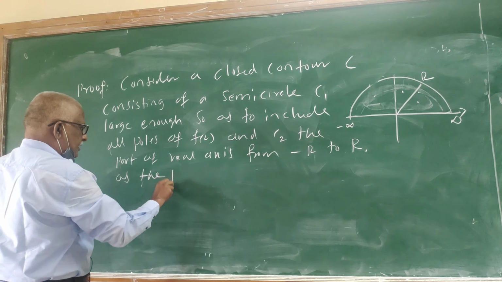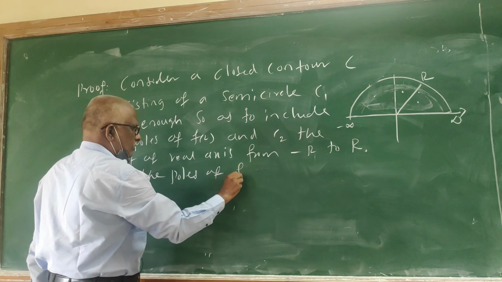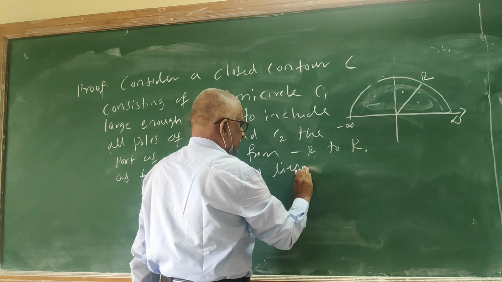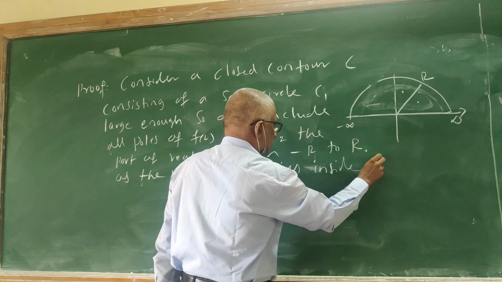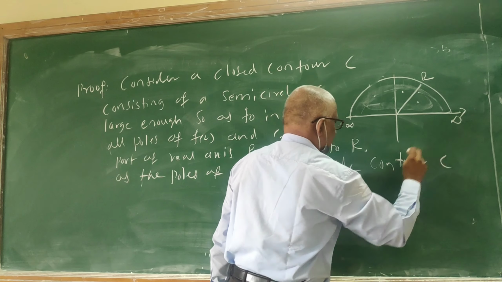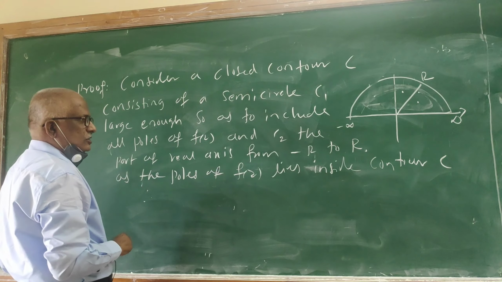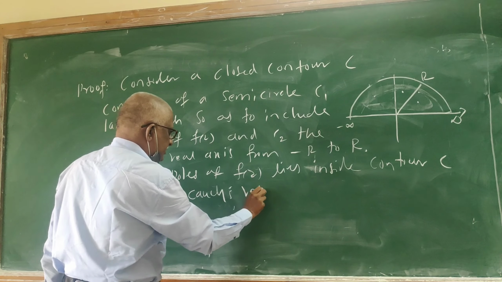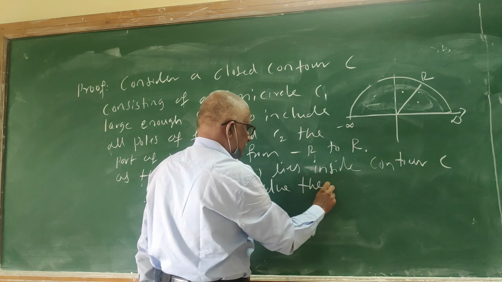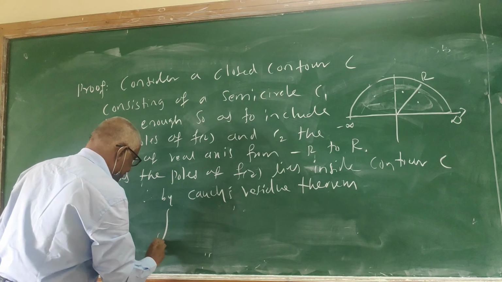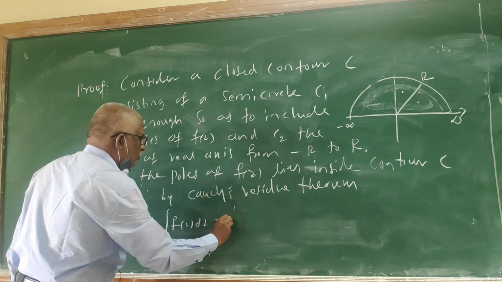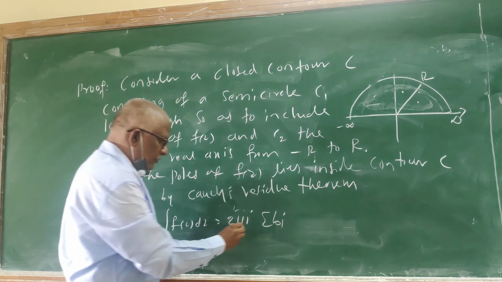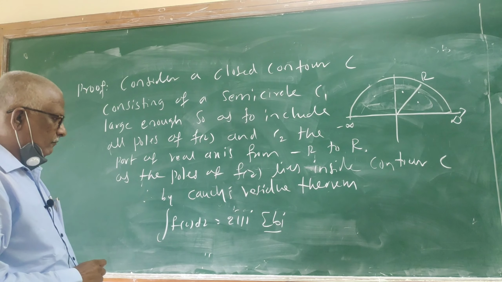As the poles of the function lie inside contour C, therefore we apply Cauchy's residue theorem. Therefore, the integral over C of f of z dz is equal to 2 pi i into sigma b i, and sigma b i gives the sum of the residues at its poles.